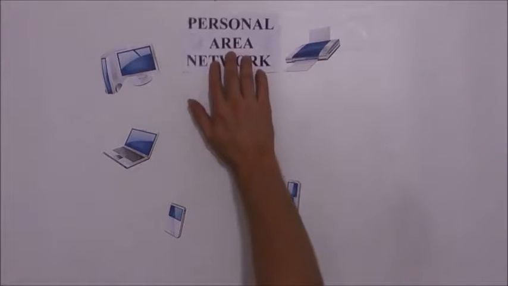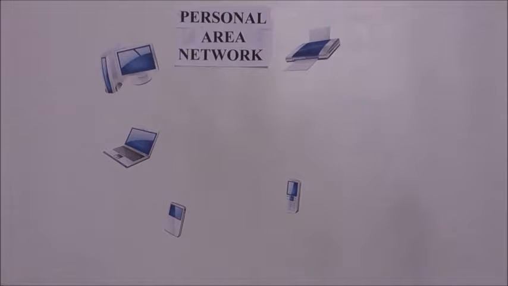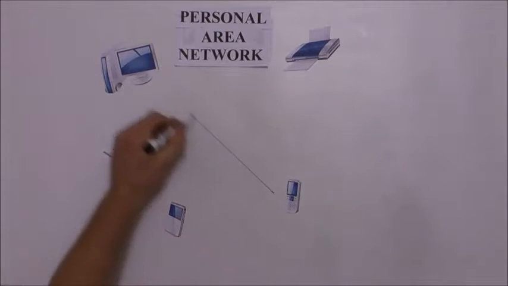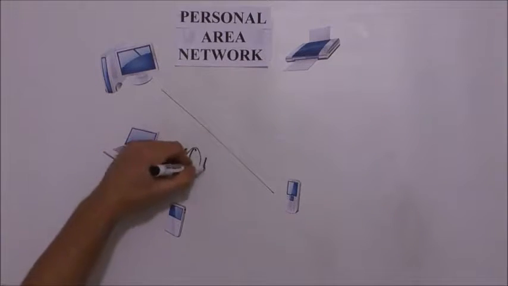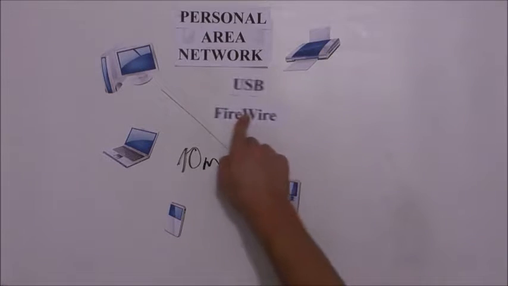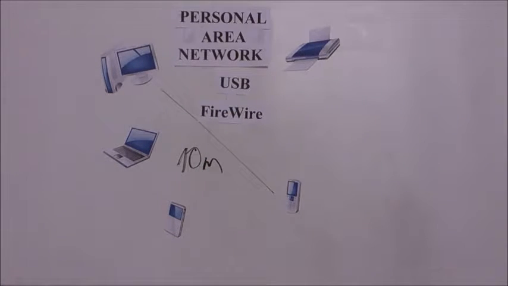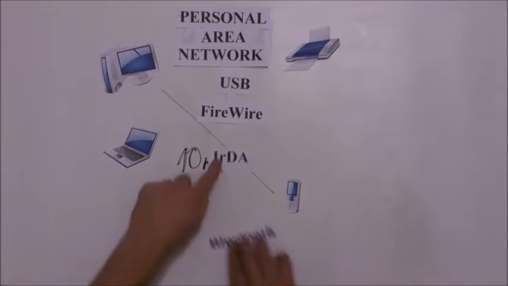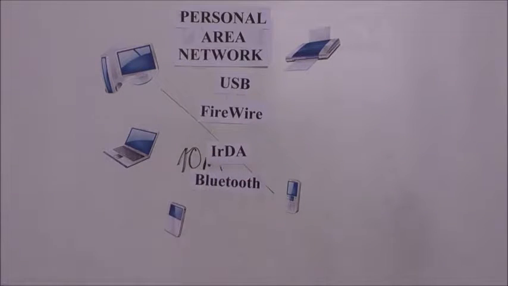PAN is a personal area network which connects devices surrounding one person within a radius of about 10 metres. PAN sets rules on how they can communicate together and share information. The communication can be wired, for example, by USB, Firewire or wireless such as IRDA or Bluetooth.